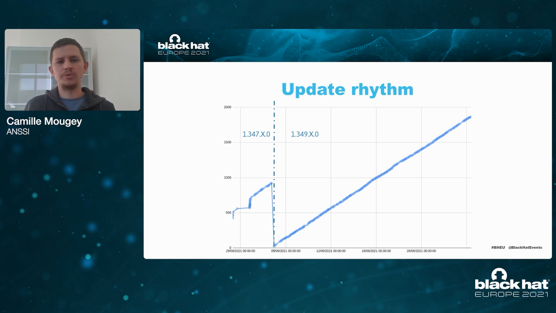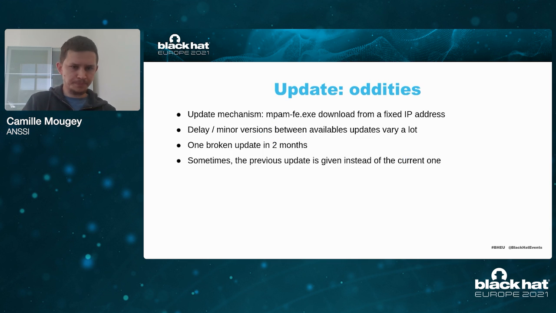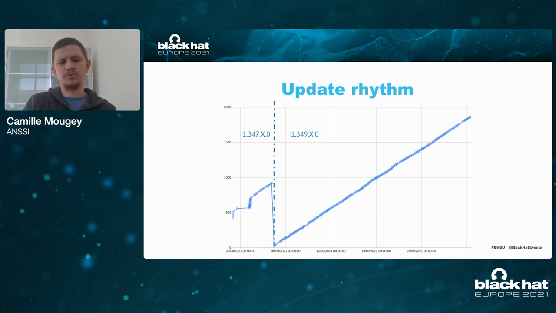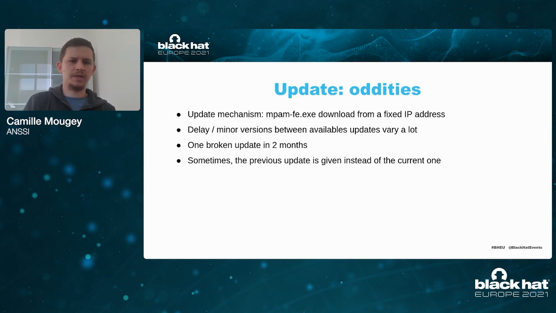During one month, I grabbed all the updates I could, just asking Defender for the updates, and here is what I got: some statistics on the versions, which evolve in time. I have one update almost every 2 hours, something like that. I got some oddities while updating. Sometimes the update server gives me back files that I already had 2 or 3 hours before. I got one broken update, but it is still working.